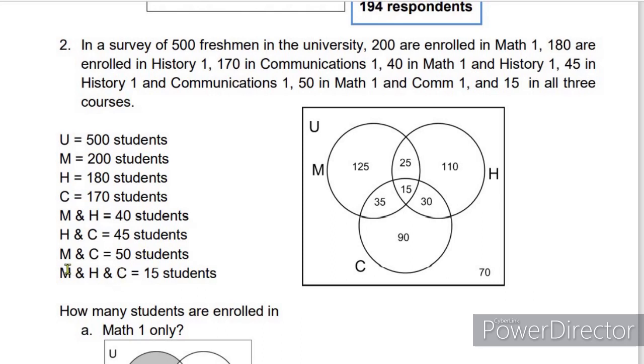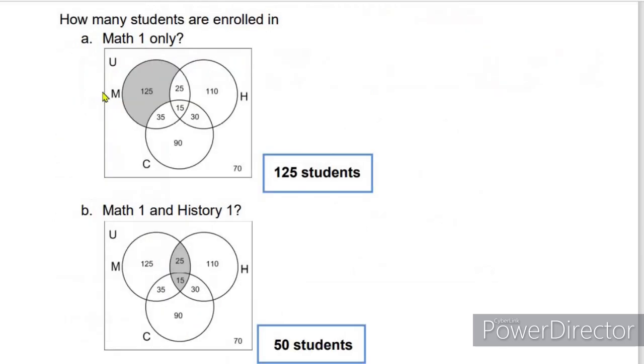Next is for math and communication. Between them, we have 35 and 15. So 35 plus 15 is 50 students. Then for the intersection of math and history and communication, we have 15 students in their intersection. Okay? So how many students are enrolled in A, Math 1 only? Okay, so we will just shade the area inside M, the Math 1 only. So it is 125 students. Next, B, for Math 1 and History 1.